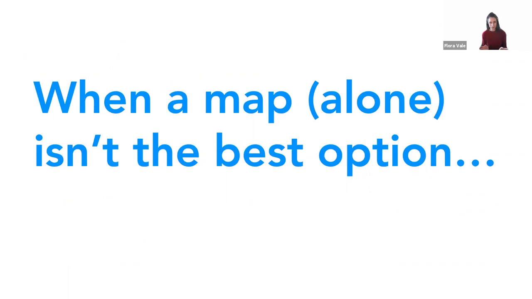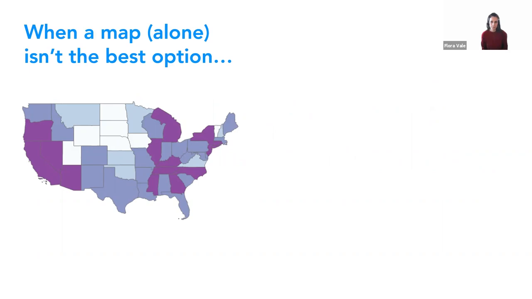So I'll quickly talk about this little section I like to call when a map alone isn't the best option. I think it's safe to say, given again that we're at an Esri talk, that most of us here understand the value of visualizing our data on a map. But there are some instances when a map could really benefit from some companion visualizations. State maps are a great example of this. Please let the record show, I will never tell you not to make a map.